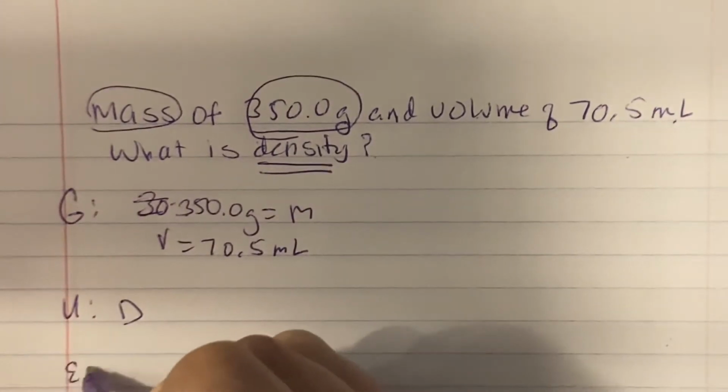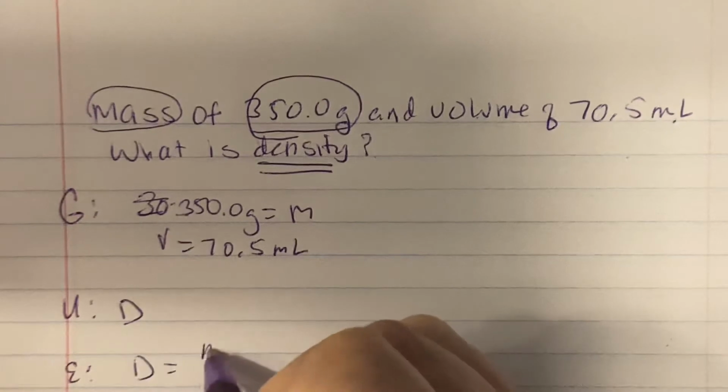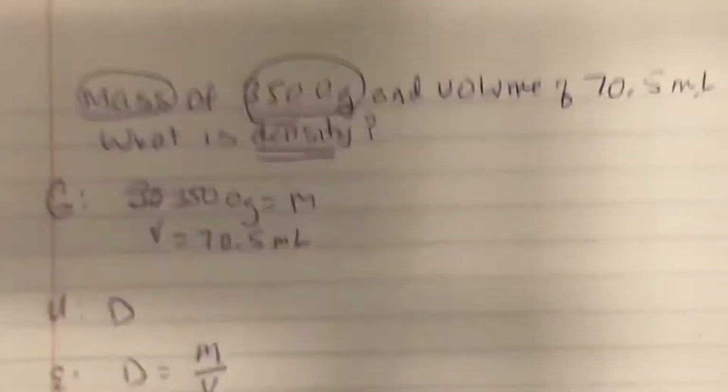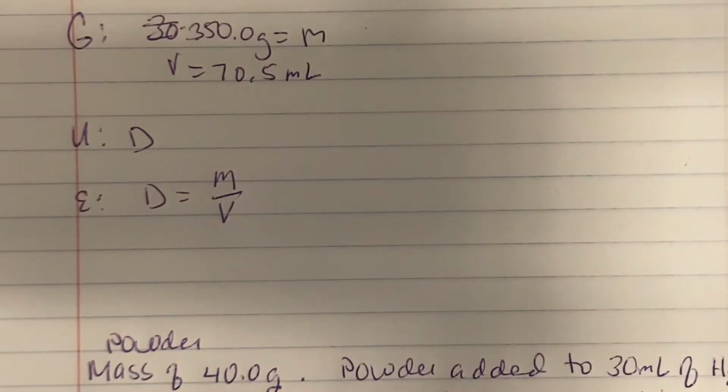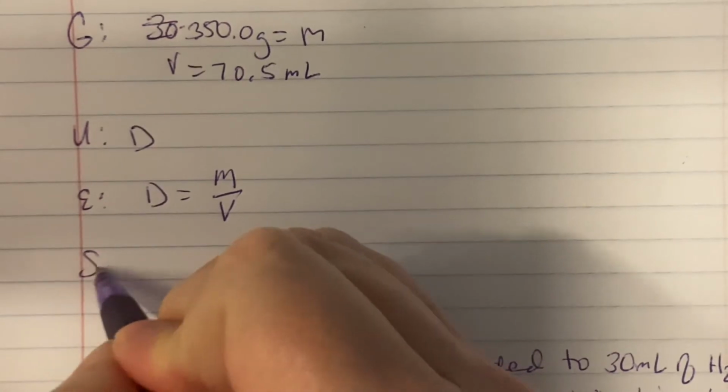Density. Equation, density equals mass over volume. So that's just helping you set up the problem. So always do this on each one. It gets your brain organized and it makes sure you're not missing steps.